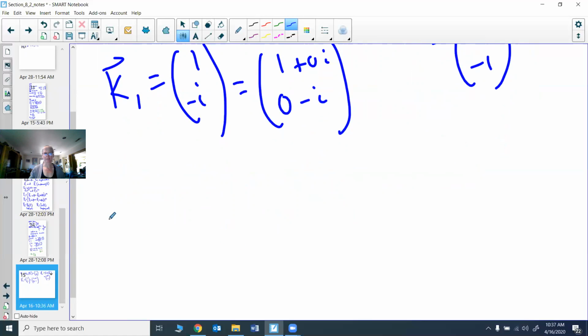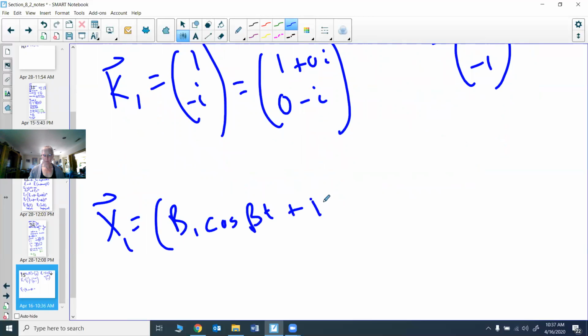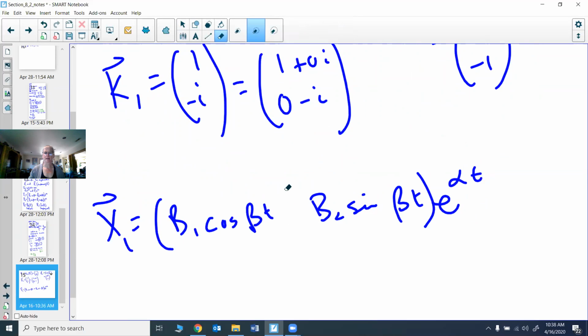And so now we can get our x. Our x, if you remember correctly, was B1 times, we'll do it as x1, so that was B1 times the cosine of beta t plus B2 times the sine of beta t, times e to the alpha t. So that was your x1. And I actually have a slight mistake here. This is a minus.